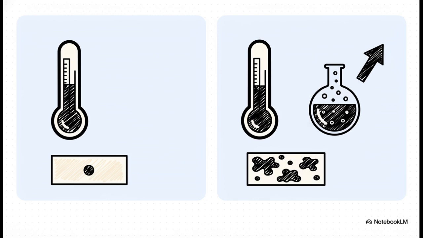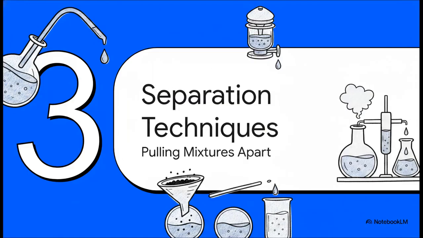It's like the extra impurities share the heat, meaning it takes way more energy and a higher temperature to make it boil. Oh, and if you run a purity test on a paper chromatography, a pure substance gives you one single crisp spot. All right, on to our final core topic, separation techniques explained, basically pulling mixtures apart.